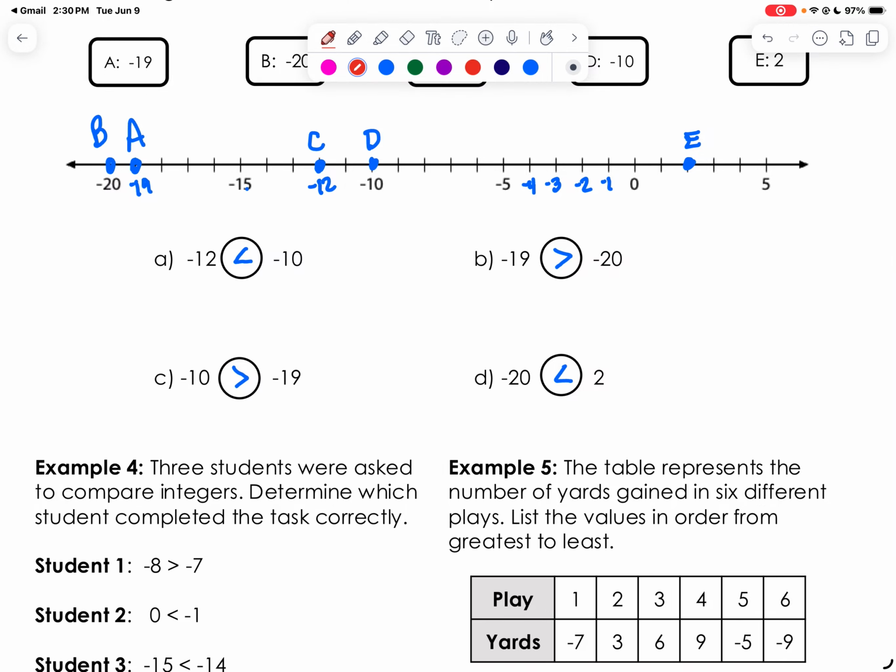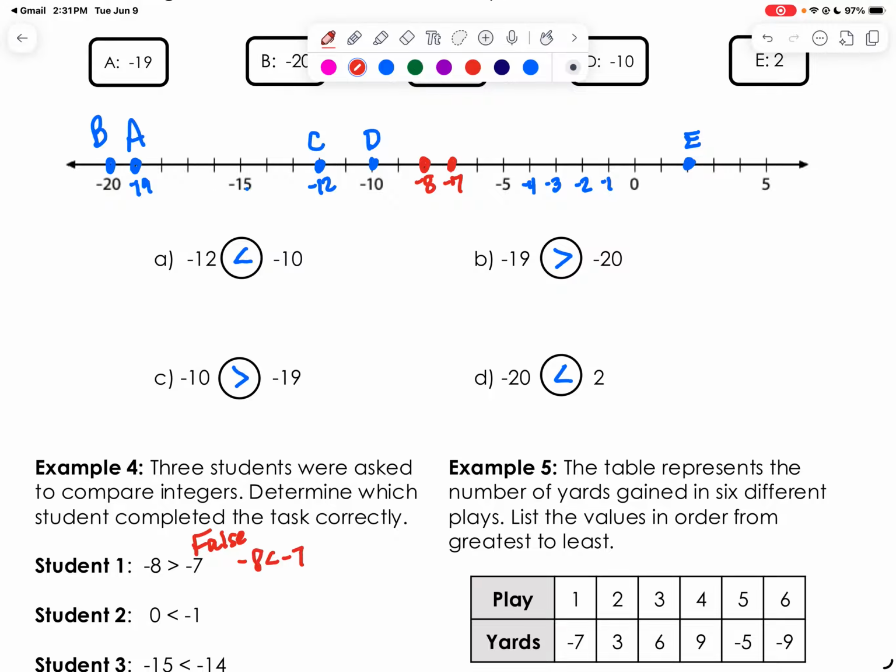So I'm going to plot negative 8 and negative 7 in red to keep them separate from our last example. So negative 8 would be right here. And negative 7 would be right here. So negative 8 lies to the left of negative 7, so it should be less than. Negative 8 is less than negative 7. So this statement was false. We're trying to determine which student completed the task correctly.